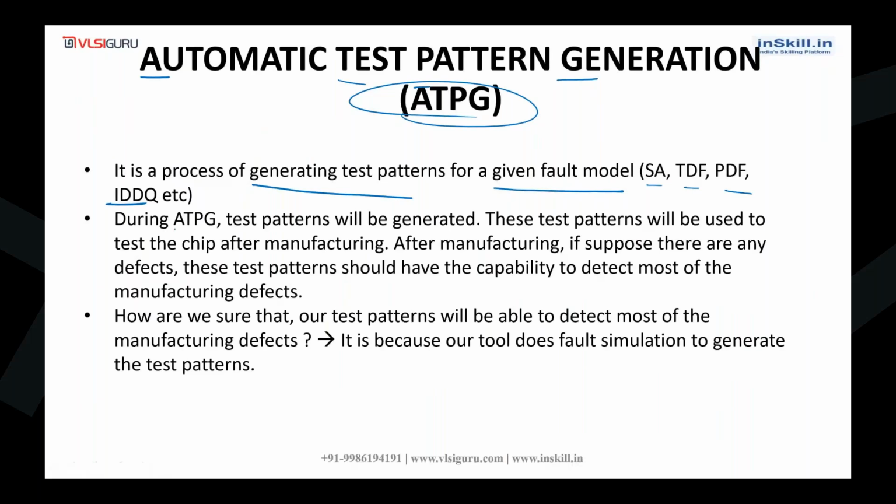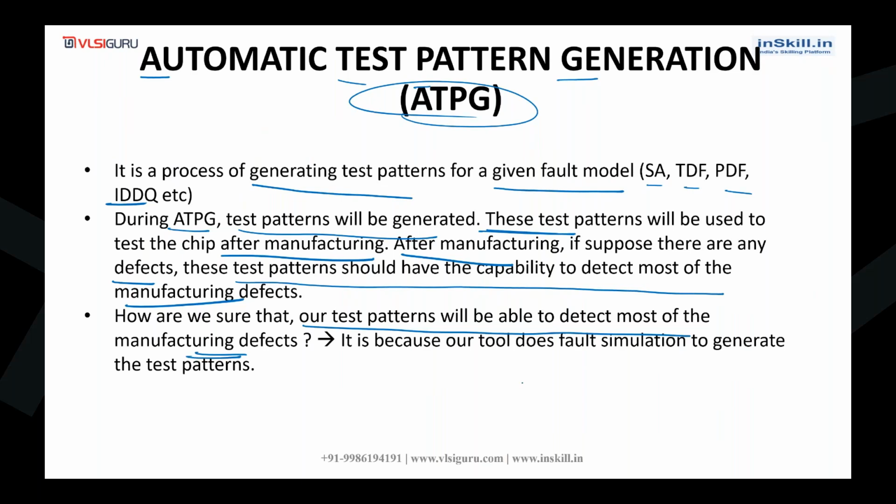So during ATPG, test patterns will be generated. As I told earlier, these test patterns will be used to test the chip after manufacturing. Our test patterns should have a capability: after manufacturing, if there are any defects, these test patterns should be able to detect most of the manufacturing defects. How are we sure of that? It is because our tool does a process called fault simulation in order to generate the test patterns.